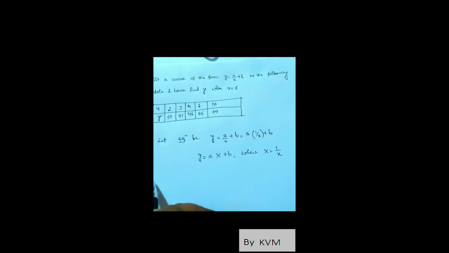Now we know how to write the normal equation for the straight line. So normal equations are: now first term, there is capital X. So multiply capital X on both sides, then take sigma sign. So x into capital X into y equals a into capital X square plus b into capital X. Now take sigma sign. So sigma xy equals a into sigma x square plus b into sigma x.